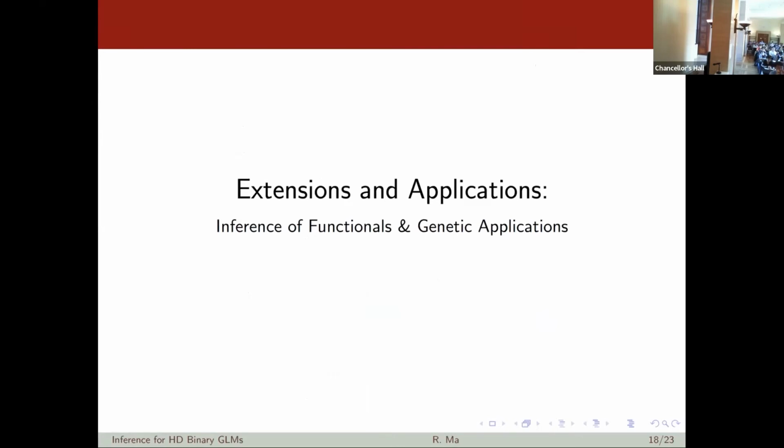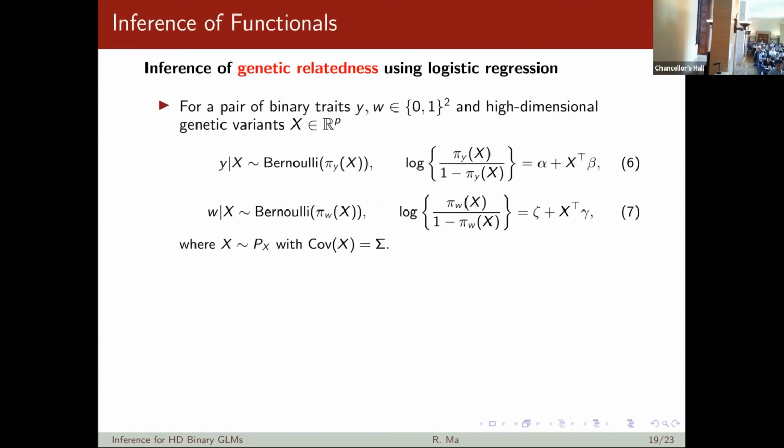And here we will focus on one application from genetics. In genetics, people are interested in studying the so-called genetic relatedness between two diseases or two phenotypes. And this problem can be well formulated by considering two logistic regression models. So here, suppose we have a pair of binary traits, W and Y, and they are both associated with a high dimensional genetic variant, but in different ways.